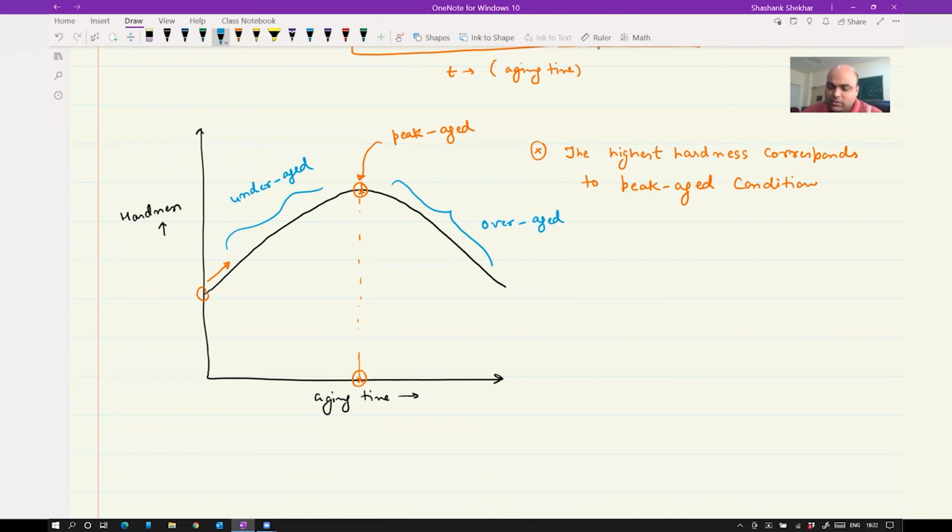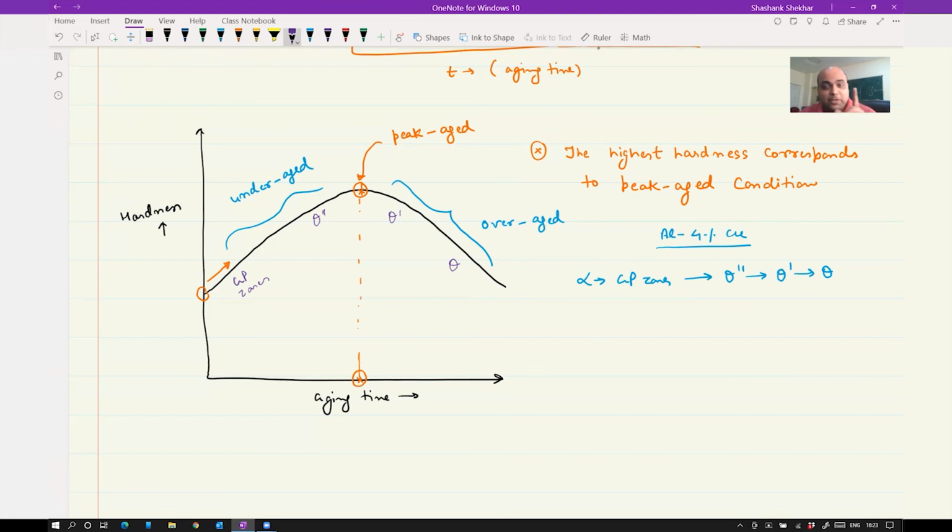So we have three conditions: overaged, peak aged, and underaged, and the highest hardness will correspond to the peak age condition. Now if I take aluminum 4% copper, I already mentioned before, the sequence of precipitation is going to be alpha, then GP zones, then theta double prime, to theta prime, to theta. If I try to mark where these precipitates form in the aging curve, the GP zones will be somewhere here. Then theta double prime will be in this regime, theta prime here, and then overaged will be mostly theta equilibrium condition, and theta will be much, much larger in size.